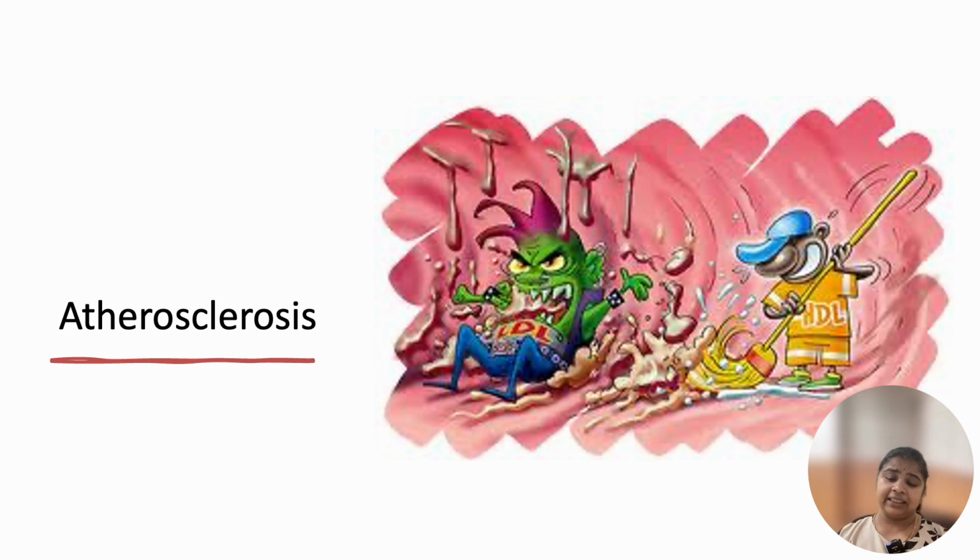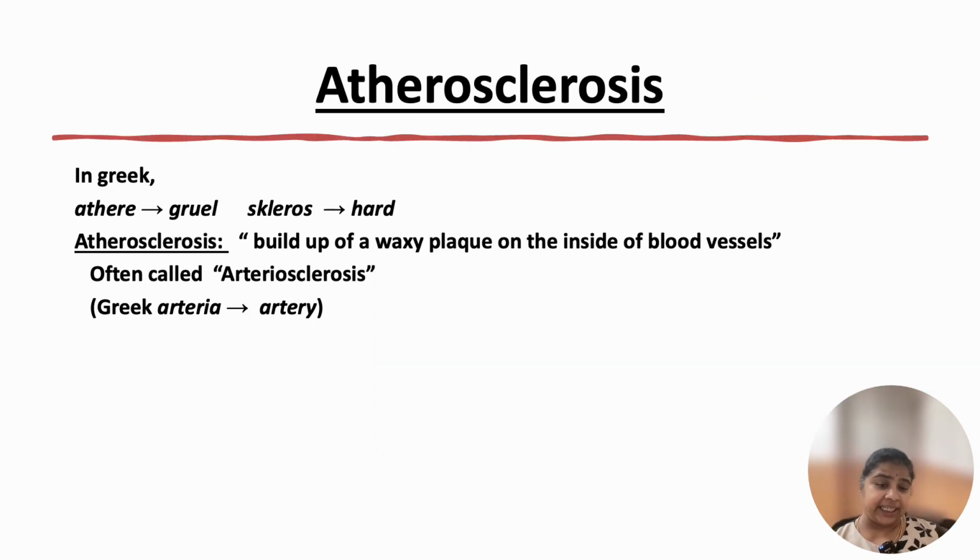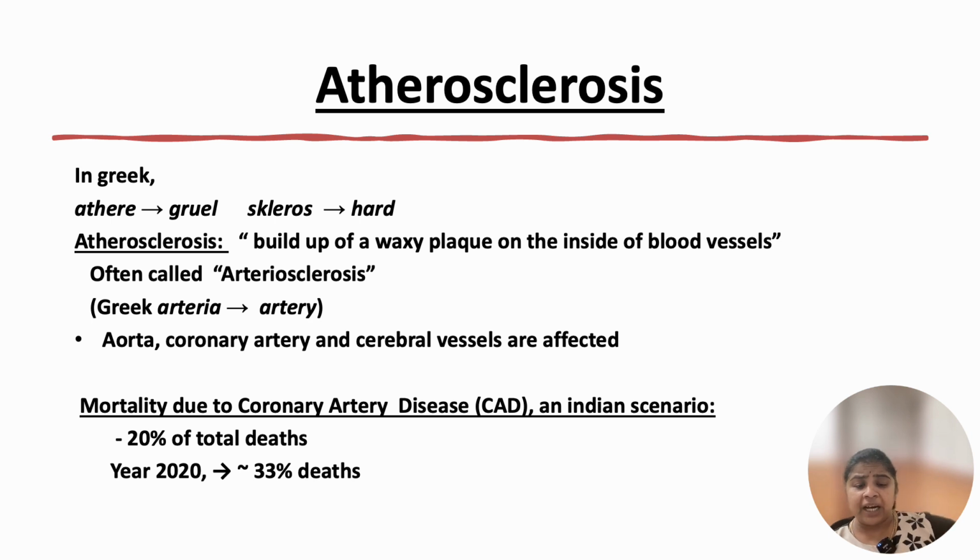So, that is about lipoproteinemia. Now we will look at atherosclerosis and how do we prevent atherosclerosis. In Greek, ather means gruel and sclerosis generally refers to anything which is hard. So, this is building up of a waxy gruel like hard substance in the blood vessels. Aorta, coronary artery, cerebral artery are the most commonly associated vessels. It can also affect peripheral arteries.